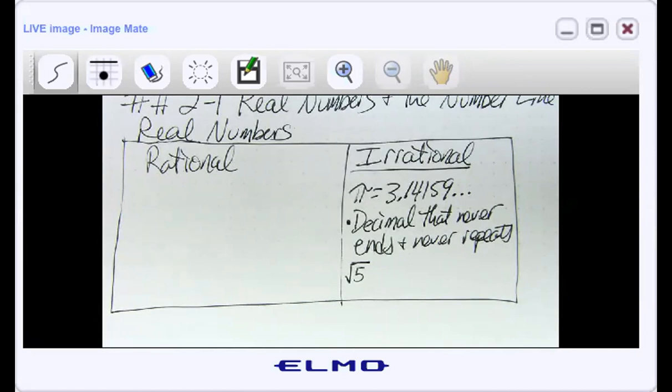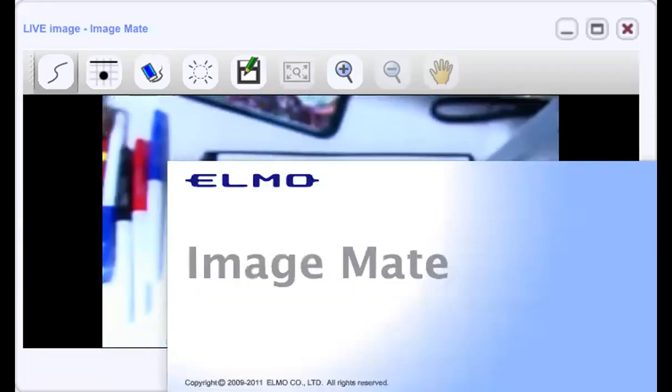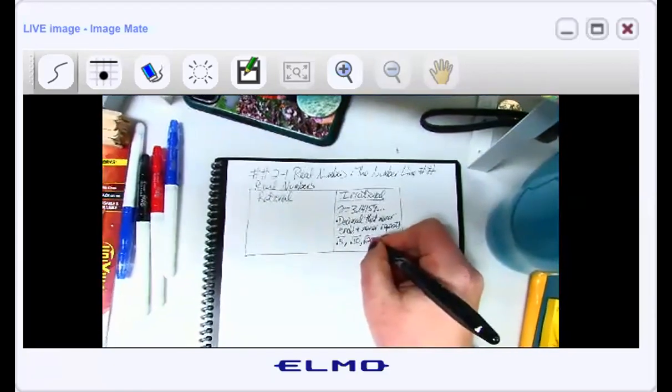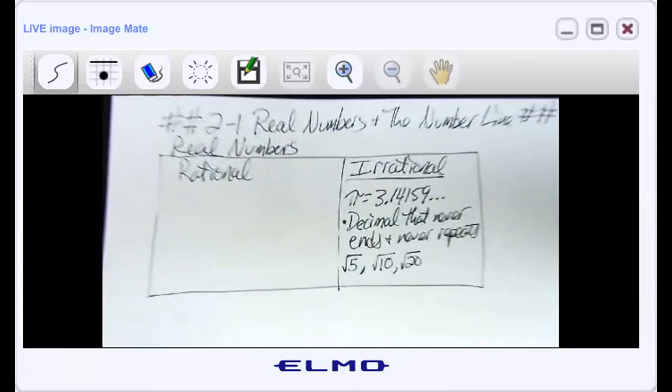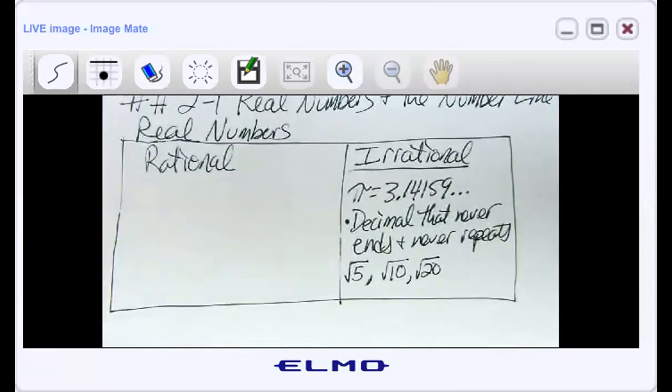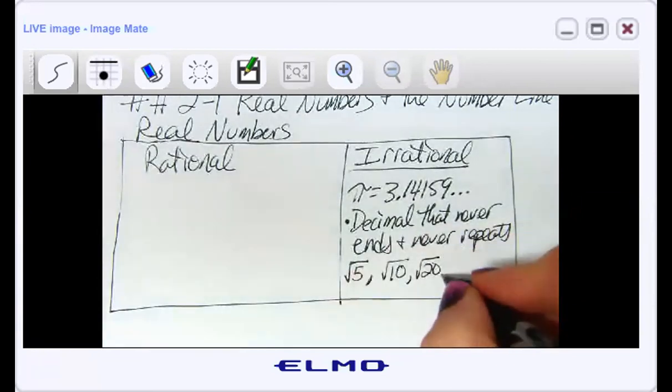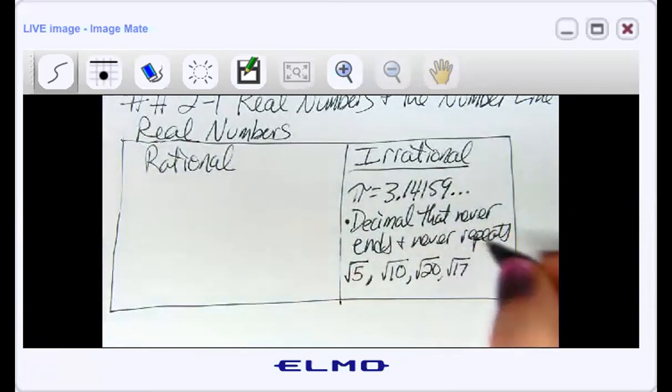So any time you take a square root of a non-perfect square, that's what everything else is called. Non-perfect squares. So I'll just add a few. Square root of 10, square root of 20 even. Any odd, you know, weird square root, square root of 17. All of these are going to be irrationals.